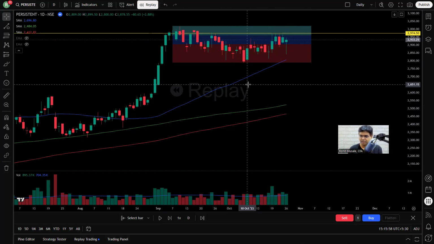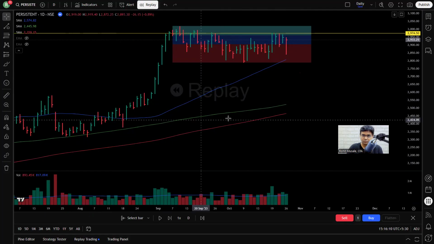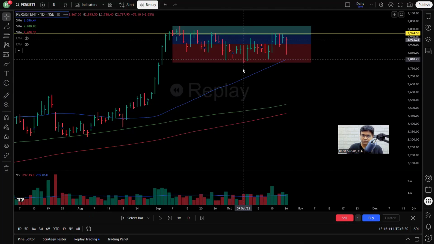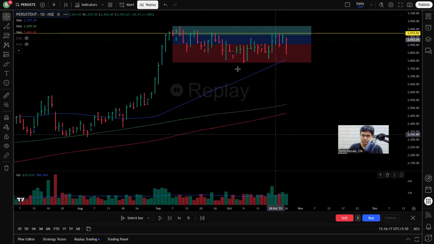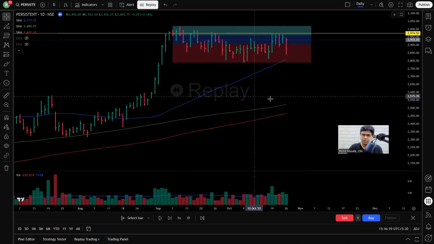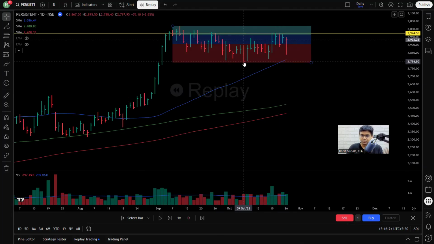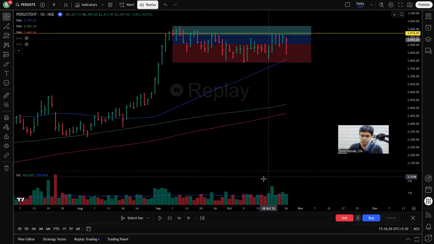Even on a daily chart, there's no problem looking at the volume, but on a bar chart it is a more refined analysis. So I will go here and convert this to a bar chart. Now for a bar chart, the color is based on the previous close. So green means the closing is above the previous day close. Red means the closing is below the previous day close.